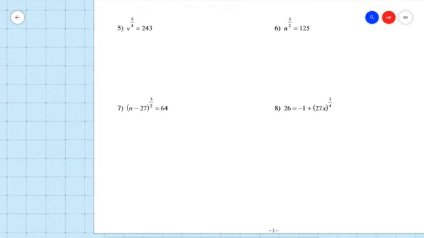On number 5, again, we have a variable to some exponent, and then we have equals a number. So we're going to undo that exponent by taking it to the reciprocal power. So instead of 5 over 4, we get 4 over 5. And so we'll take 243 and raise it to the power of 4/5. And we get 81 again. So now v equals 81.